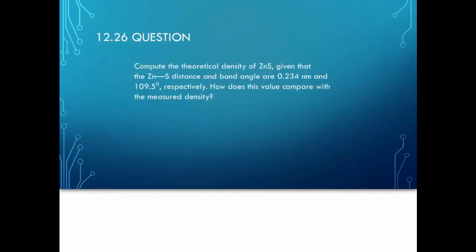Alright, question 12.26. The problem statement for this question is, compute the theoretical density of zinc sulfide given that the Zn to S distance and bond angle are 0.234 nanometers and 109.5 degrees respectively. How does this value compare with the measured density?